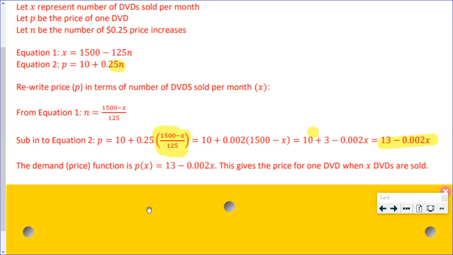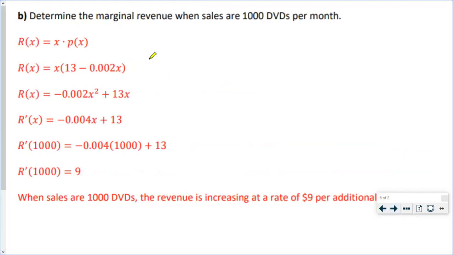So with that equation, the demand price function, we can figure out marginal revenue. Remember, it would make sense if X represents the number of DVDs per month and price is the price of one DVD. Well, revenue is always the number of DVDs sold times the price per DVD. So we can write that mathematically as our revenue is X times P of X.